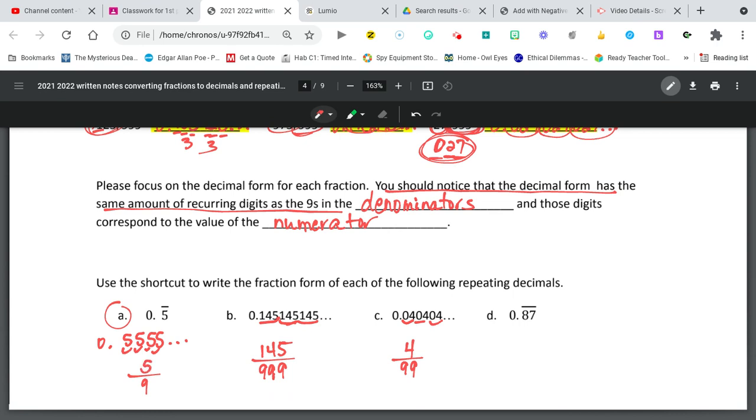That's it. Here, I'm going to write this out. This is what's repeating. Here it's 2 digits repeating: 87, 87, 87. So we're going to use the sequence of 2 nines, 99, and those 2 repeating digits are 8 and 7. So that's what that equals. That's all you do.